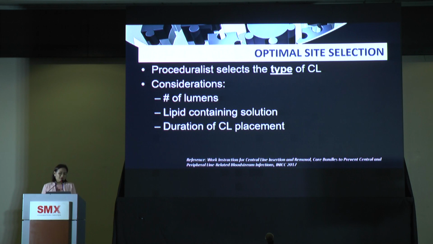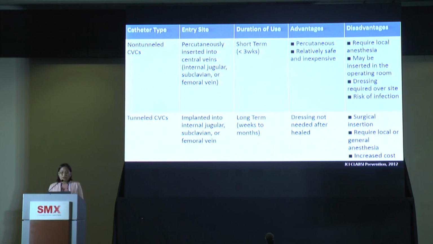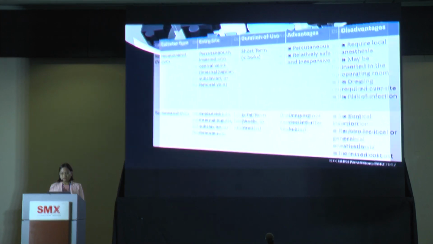So for the type of central lines, it's very important that the one who will insert it should anticipate the potential need for how much or how little lumen is required, considering the possible deterioration of the patient. So the number of lumens: will this patient be receiving TPN or lipid-containing solution, which usually requires its own separate lumen dedicated for that, and of course the duration of central line placement. And of course, the different catheter types each have their own advantages and disadvantages. But this has to be balanced with the potentials for risk also.